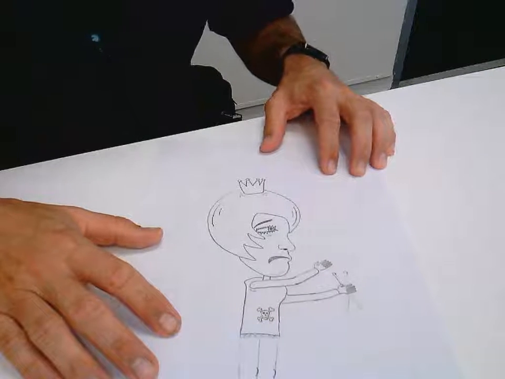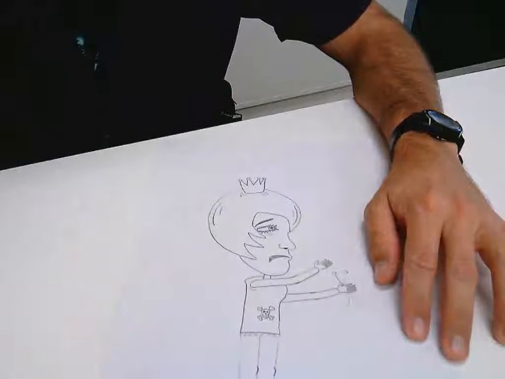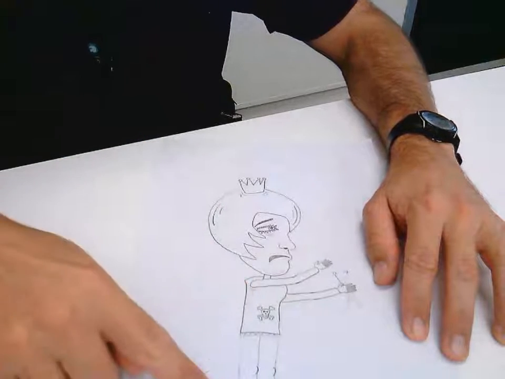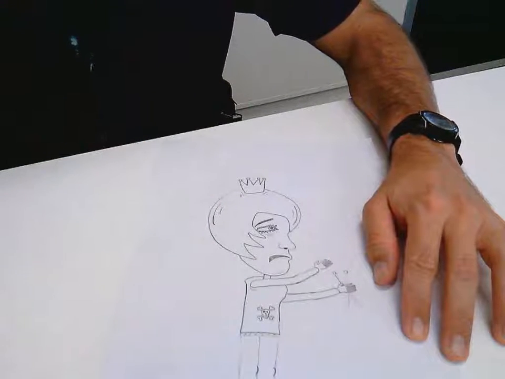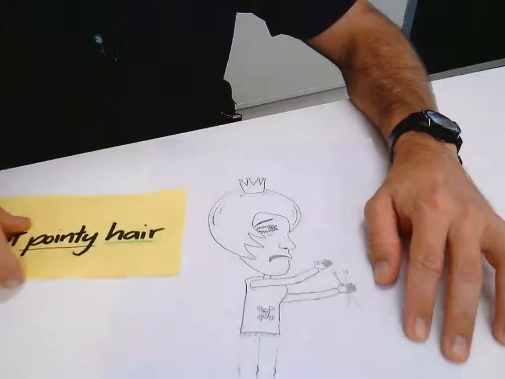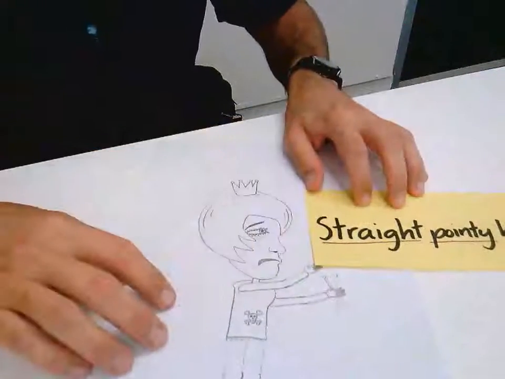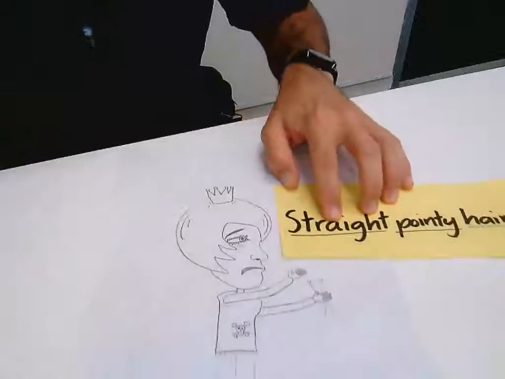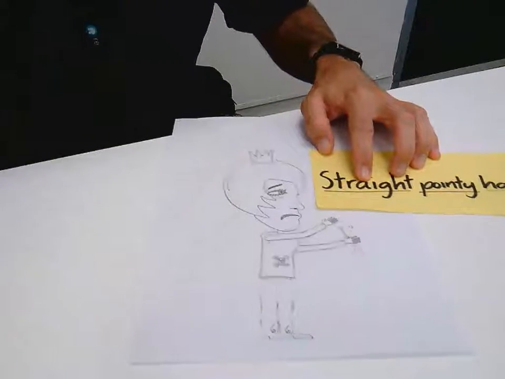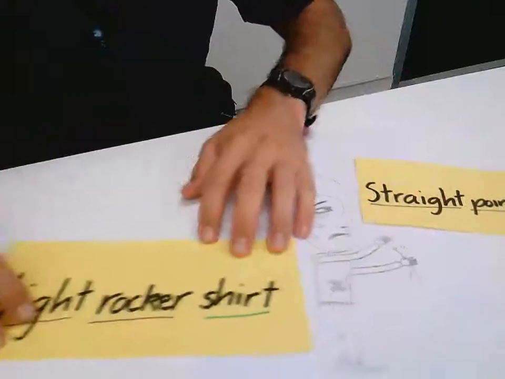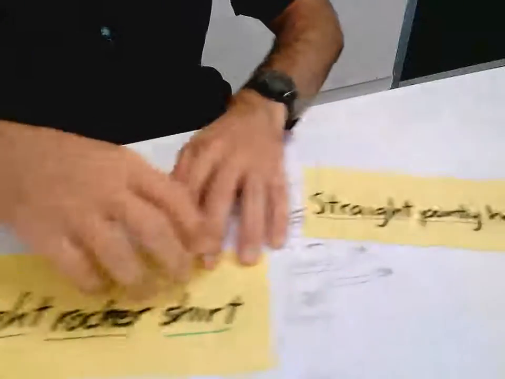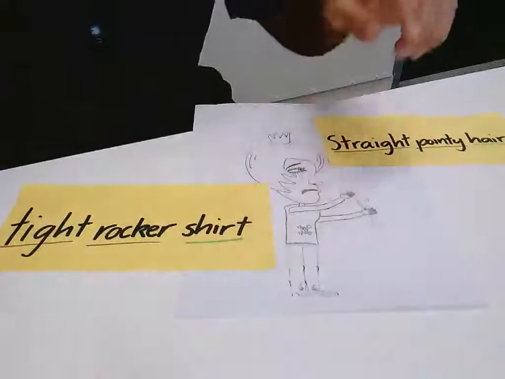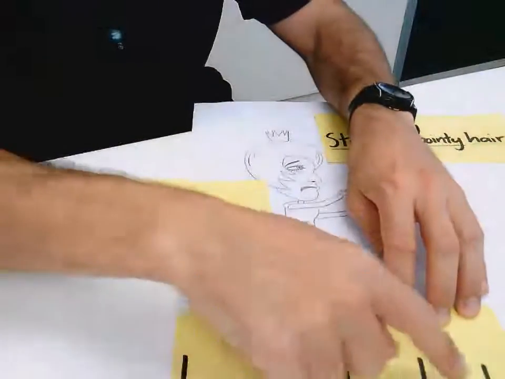The next thing we're going to do is select our 3 nouns, and we're going to do the same ones that we did for Cinderella. So we're going to describe her hair, her shirt, and her boots. So my first noun group is straight, pointy hair. So I can see that Cinders has straight, pointy hair. My second noun I'm going to describe is her shirt. And I can see she's got a tight rocker shirt. And my last noun I'm going to do is her boots. And I'm going to say she has large leather boots.